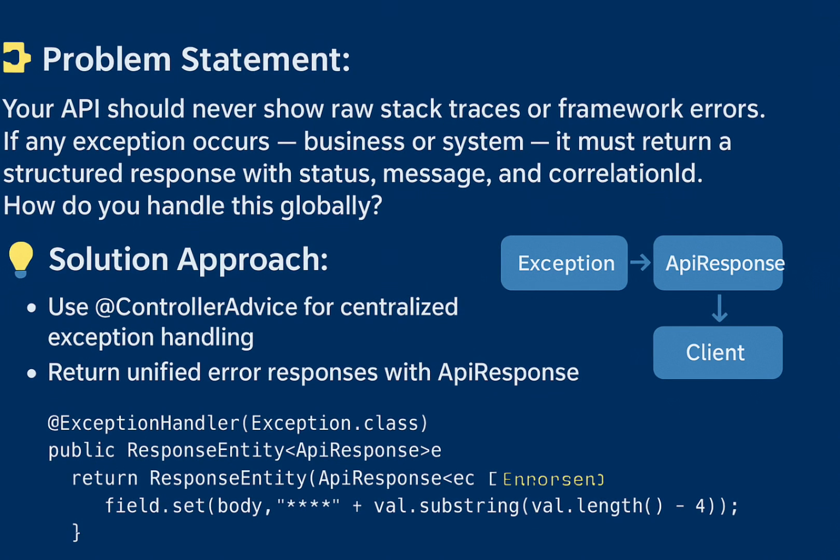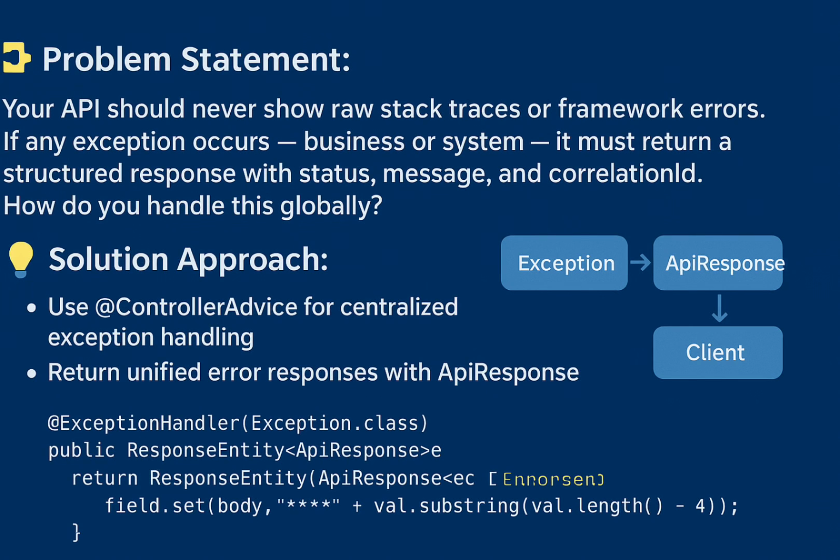Unified exception handling. Problem statement: your API should never show raw stack traces or framework errors. If any exception occurs, business or system, it must return a structured response with status, message, and correlation ID. How do you handle this globally? Solution approach: use @ControllerAdvice for centralized exception handling. Return unified error responses with ApiResponse, never leak technical errors to clients.